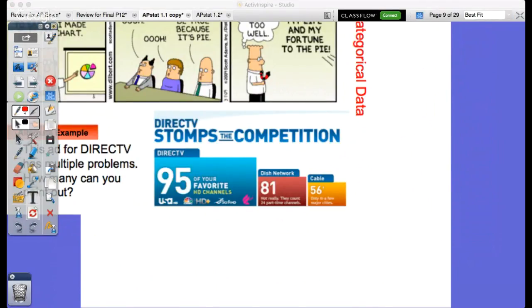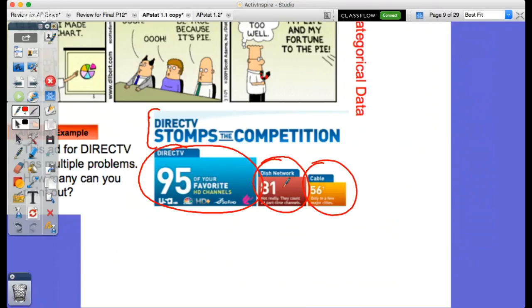The question is, what makes the following DirecTV ad seem like, what's the problem with that specific bar graph? Is there something that you see here that is incorrect or wrong that may throw off the data? I want you to yell out as loud as you can. Go. All right, that's pretty good. When we look at this data, you see the area that's associated with Dish, cable, and DirecTV.